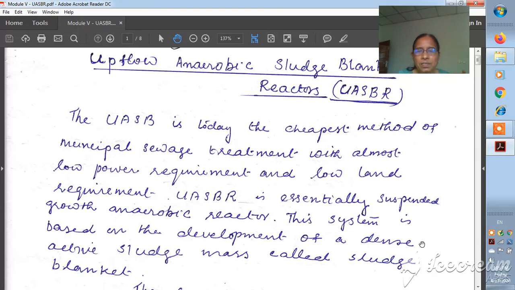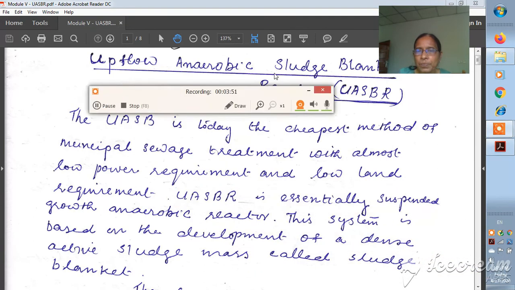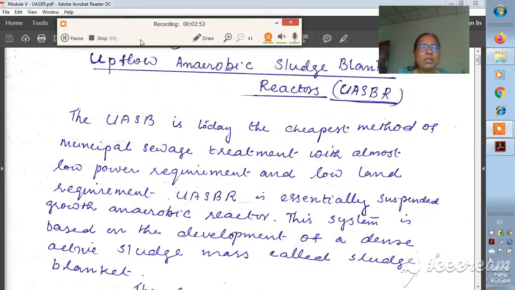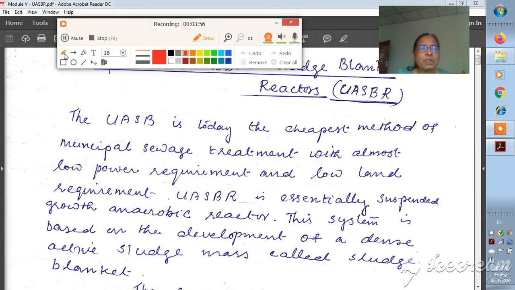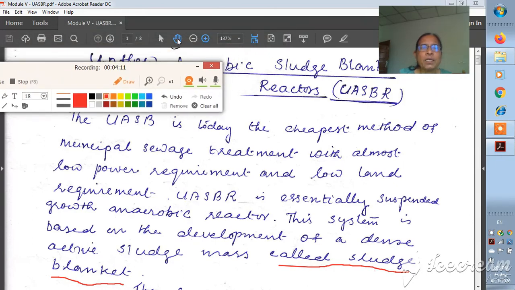And then what is the essential component of this UASBR? That is a sludge mass called sludge blanket, the sludge blanket or sludge mass. We know what a blanket is: it is a covering, and it's a thick one. Here also it is a thick one, a sludge mass. It is formed by the biomass only, and that is developed within the reactor. That is what is written there.